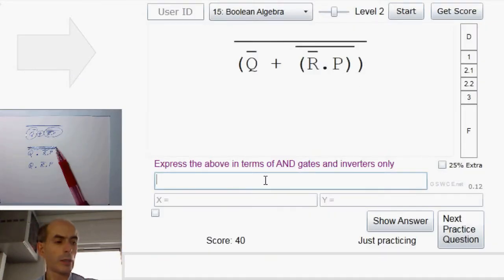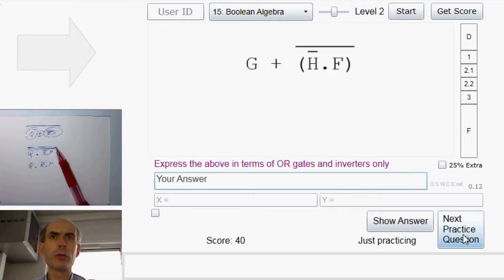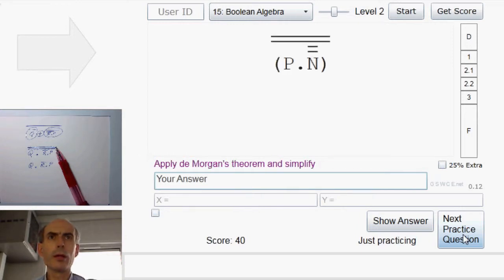Let's try it. Q, not R, P. You don't have to put in the AND gates. If you just write two variables next to each other, it's assumed that you mean AND. Fine. See if there's another different type of one we can do. Done one like that.